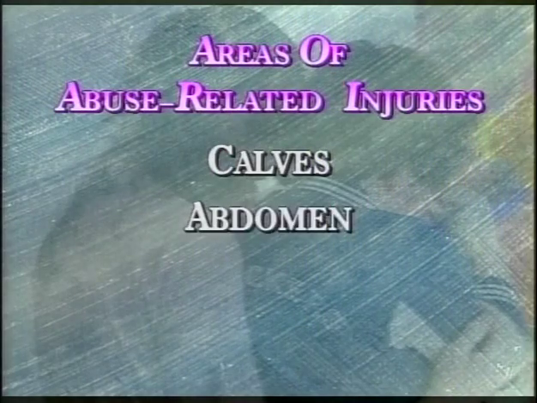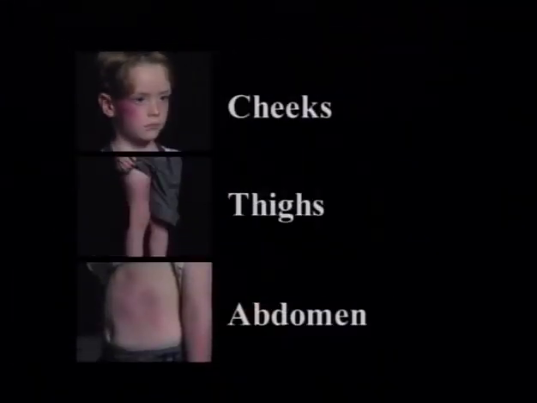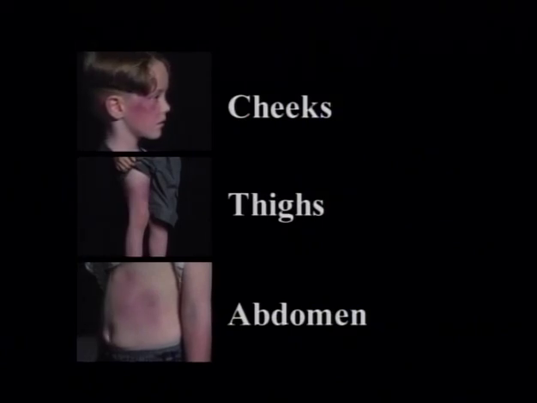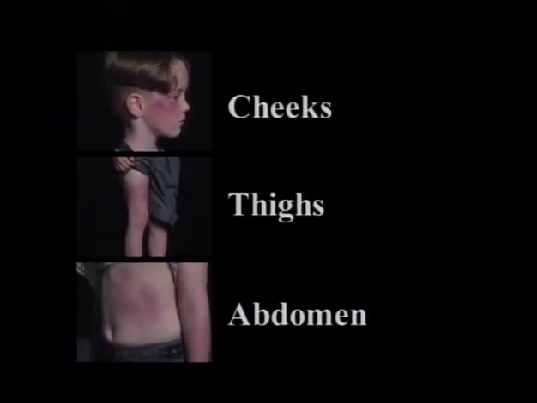Calves and abdomen. Again, let's look at a child. Cheeks, thighs, abdomen, and stomach area. It is more difficult to bruise an area of the body where there are large masses of soft tissue. Bruises in these areas are more likely to be abuse-related.